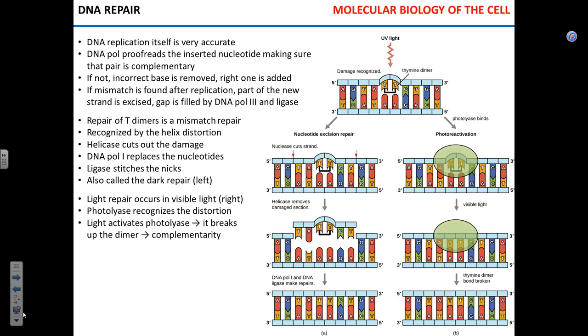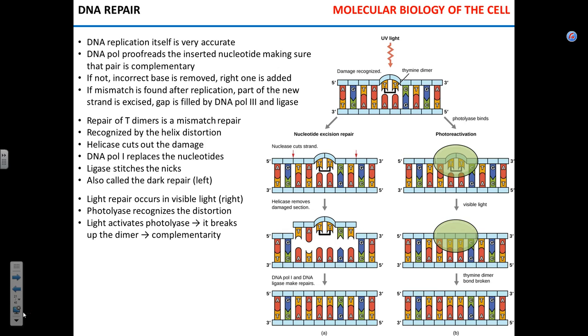On Tuesday, we talked about the mutations and how they arise. Now it's time to discuss how cells can repair them. First of all, we've already figured out that DNA polymerase is a pretty error-proof enzyme. It corrects itself and makes mistakes very infrequently.